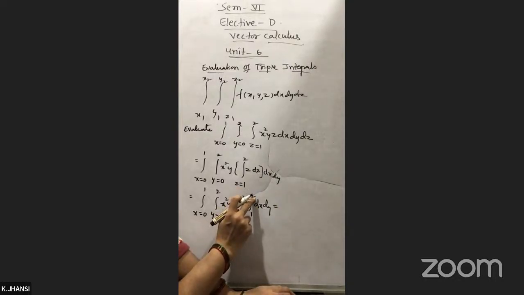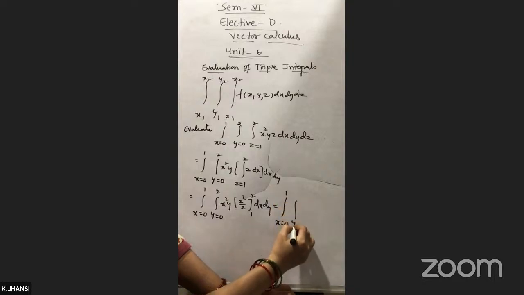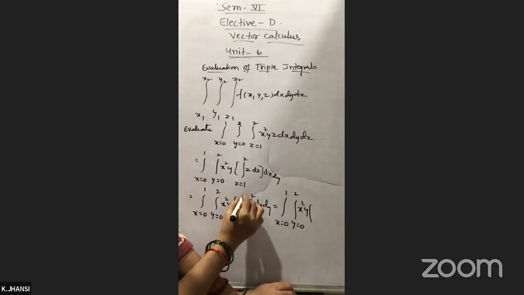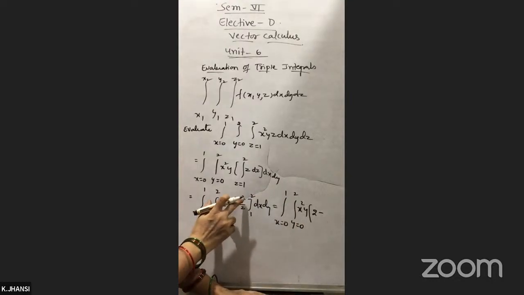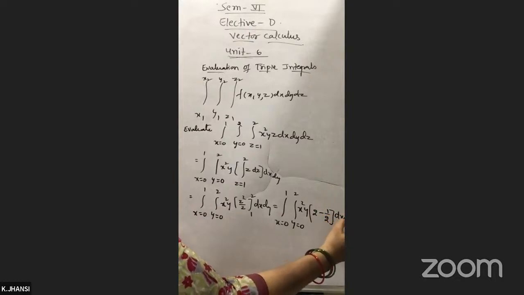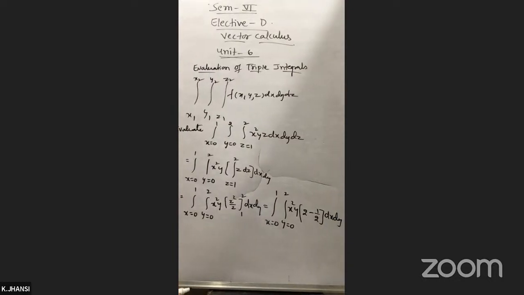Okay. If you substitute z as 2, 2 square is 4, 4 by 2 is 2, minus 1 square by 2, which is 1 by 2. So we have x from 0 to 1, y from 0 to 2, x square y times (4 by 2 minus 1 by 2) dx dy. Now simplifying, 4 by 2 is 2, and 2 minus 1 by 2 gives 3 by 2.